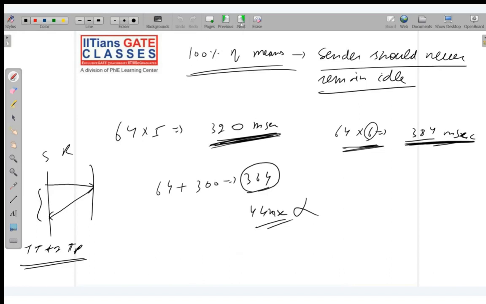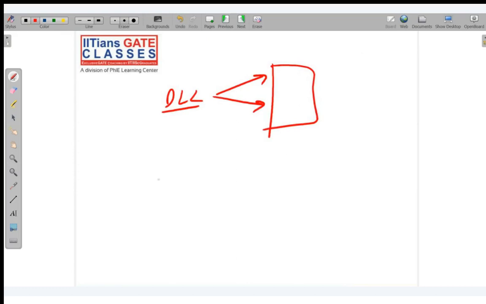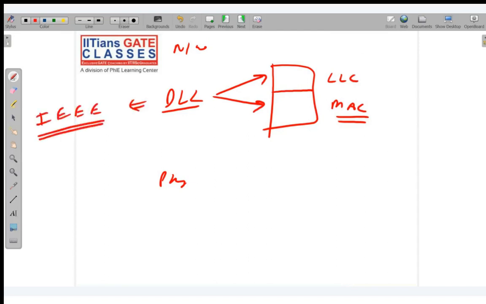Actually, the data link layer is divided into 2 sub layers. Below the data link layer is the physical layer, and above it is the network layer. This data link layer is divided into 2 parts. The lower part is known as MAC, or media access control, and the upper part is known as LLC, or logical link control. This division was done by IEEE, the Institute of Electrical and Electronics Engineers.